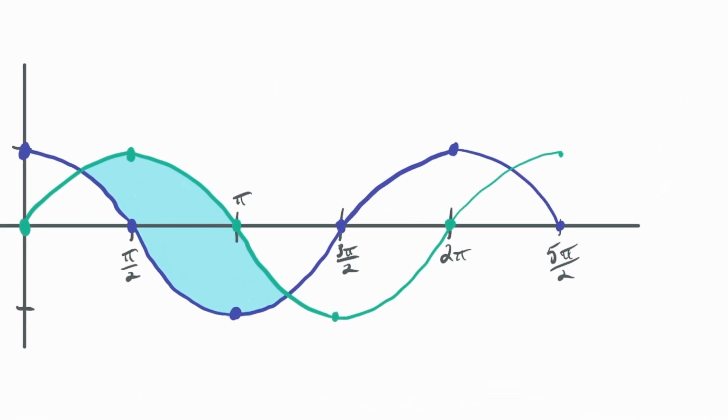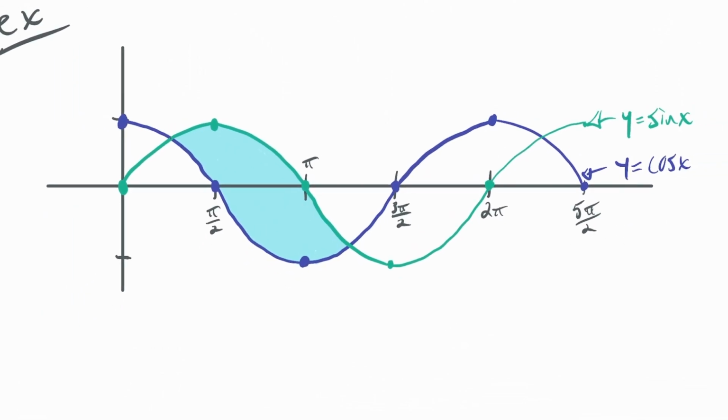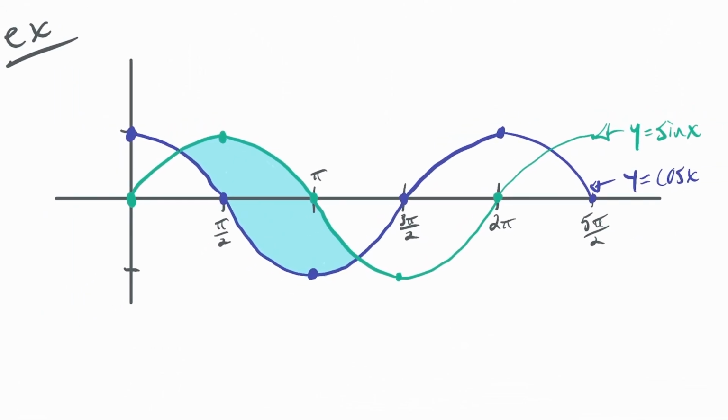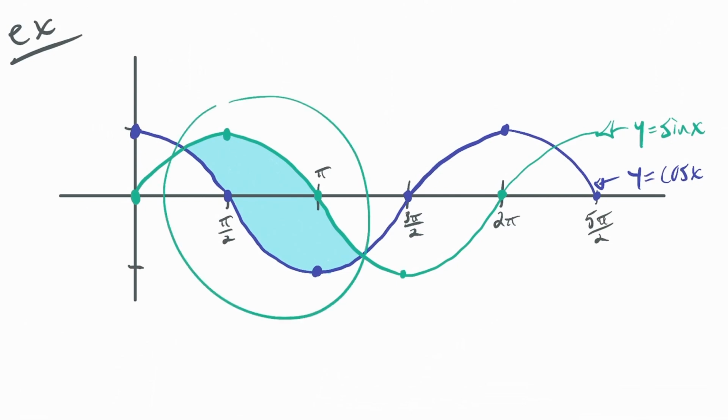In fact, let's label these. Let's say this guy, right? This is, say, y equals cosine of x, and then this one here is y equals sine of x. Okay. Maybe on your screen the colors don't look that different. So I want this area. How do I do it?